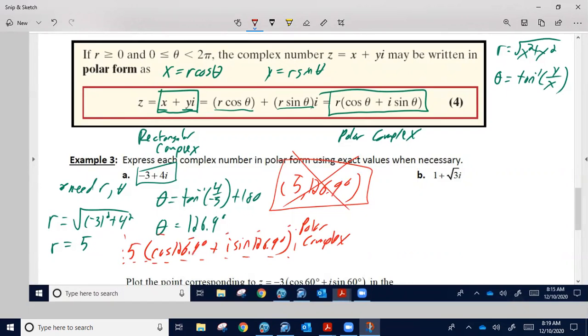That is polar complex. Now, there is a shorthand method of writing this that I will accept. Instead of writing all of this out, the shortcut is r cis theta: the radius, cosine, i sine, angle. So in this case, it would be 5 cis 126.9. Okay. And that's how we would go about working these out.